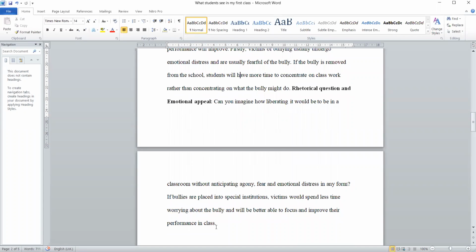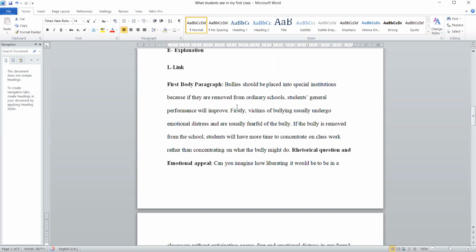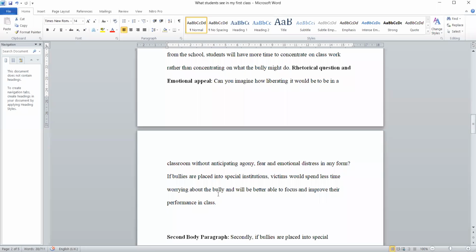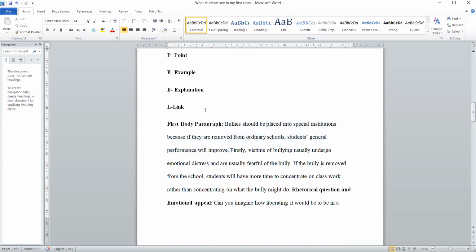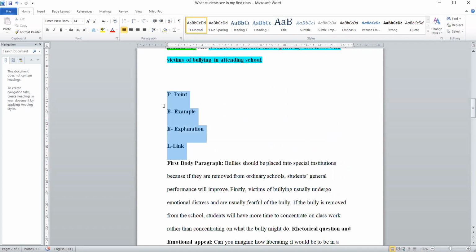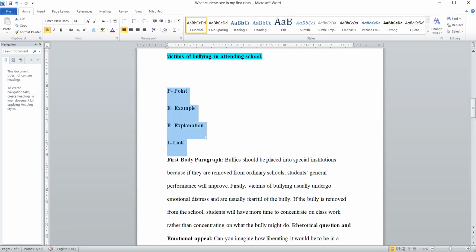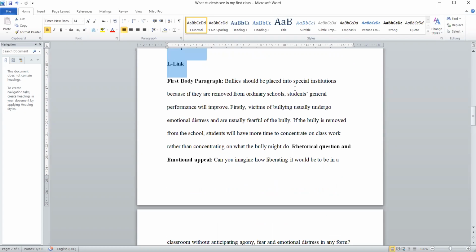Right. And then to link it back to my topic sentence, which is that they should be placed into special institutions, I said if bullies are placed into special institutions, the victims would spend less time worrying about the bully and will be better able to focus and improve their performance in class. So you can always remember this abbreviation here: remember your point, provide an example, an explanation, and link it back to the point that you made.